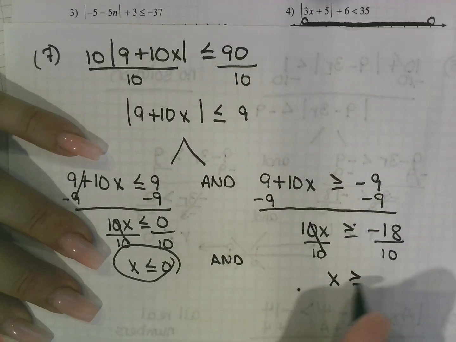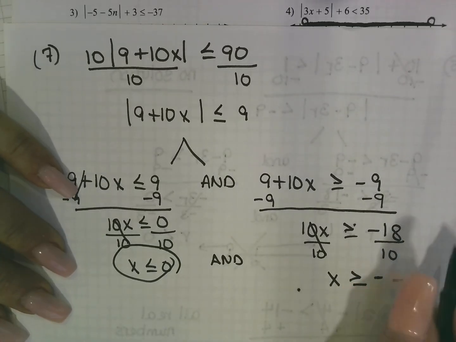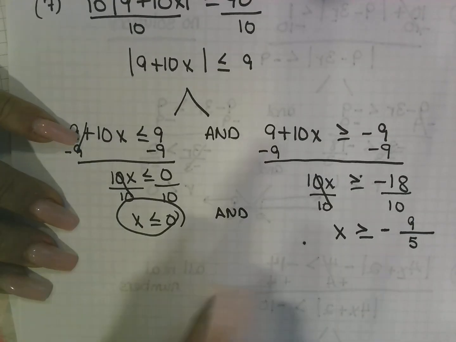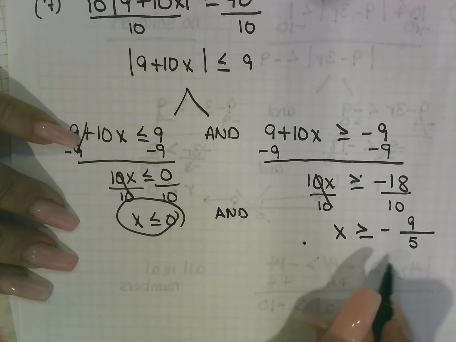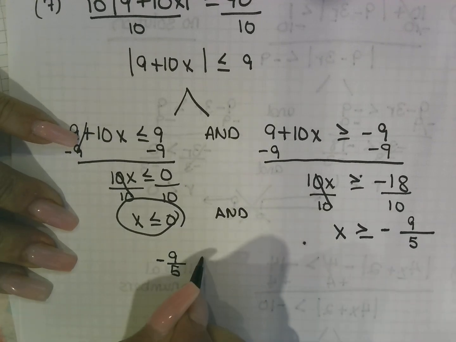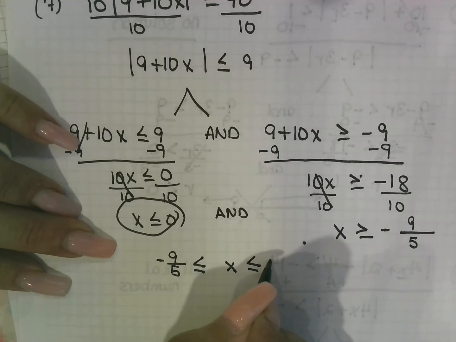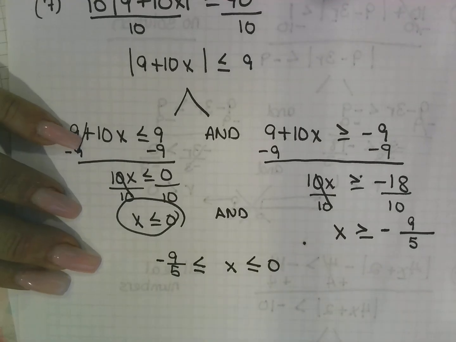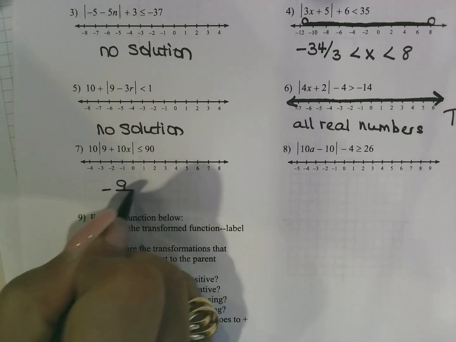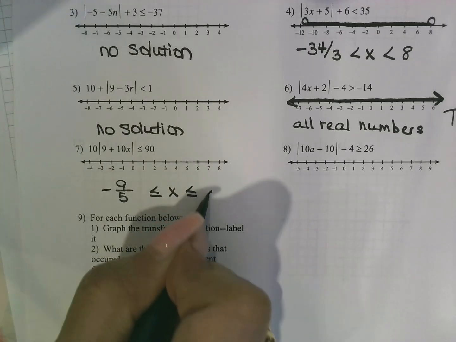So x is greater than or equal to negative 18/10. Now I do have to reduce this. I'm going to divide the numerator and the denominator by 2. That's going to give me -9/5. Because this is an and, we can put it all together. So the smallest value is -9/5, and x is greater than or equal to that, so that means -9/5 is less than or equal to x, and then x is less than or equal to 0. Okay? Let's write that down over here. So -9/5 less than or equal to x less than or equal to 0.